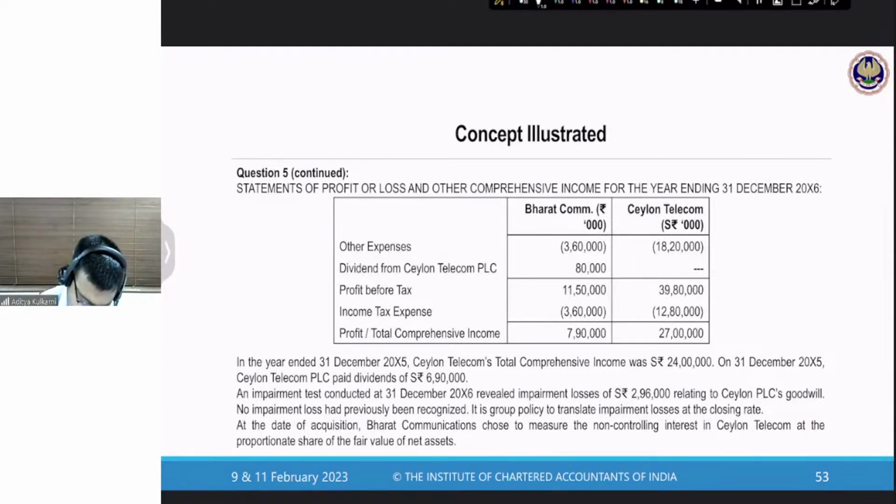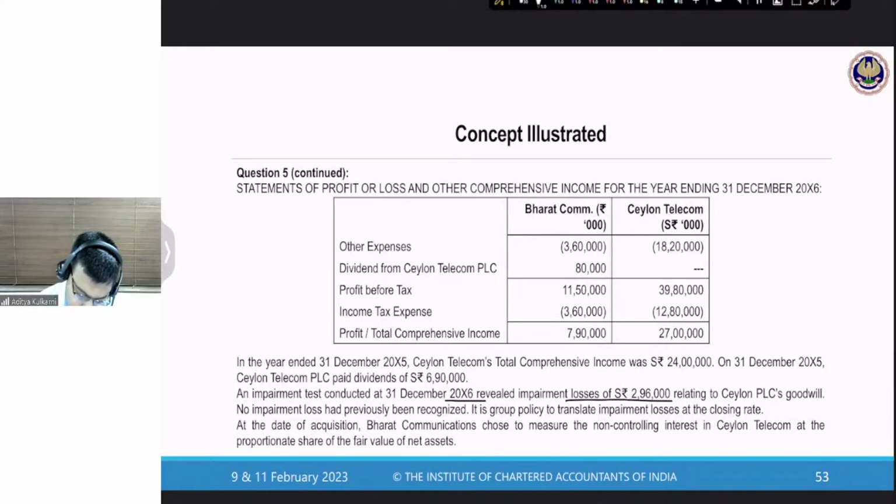For the year ended 31st December X5, the total comprehensive income was 24 lakh Sri Lankan rupees. On 31st December X5, Ceylon Telecom paid dividends of 6,90,000 Sri Lankan rupees. An impairment test conducted at 31st December revealed impairment losses of 2,96,000 relating to Ceylon PLC's goodwill. No impairment loss was previously recognized. It is the group policy to translate the impairment losses at the closing rate.